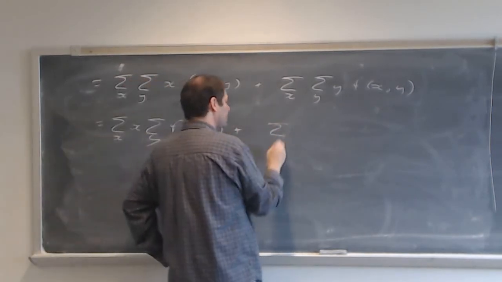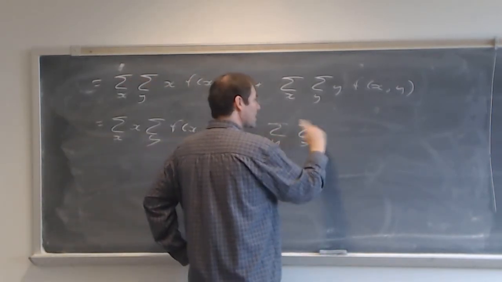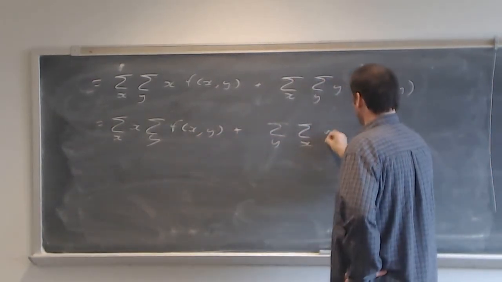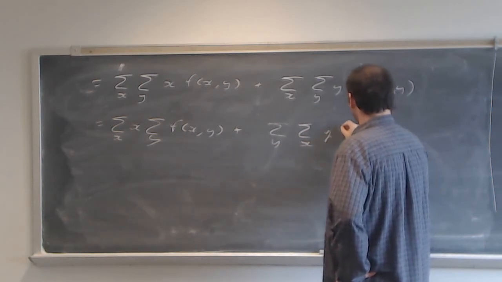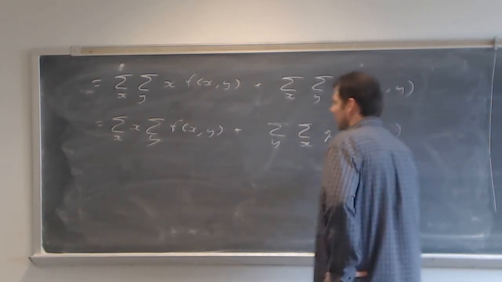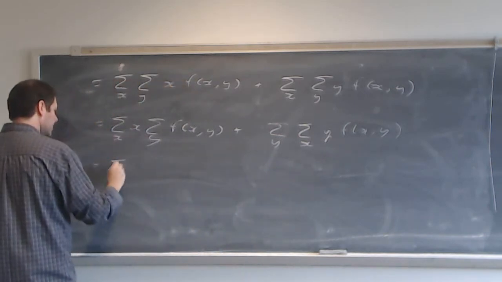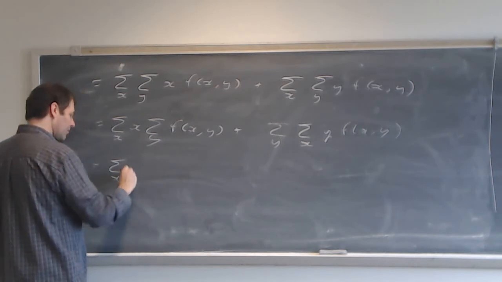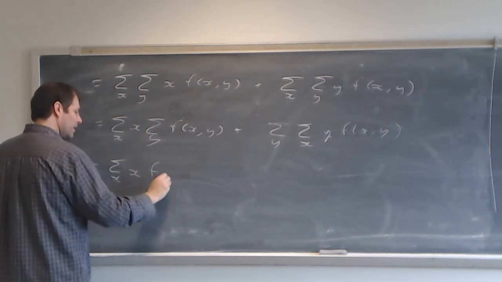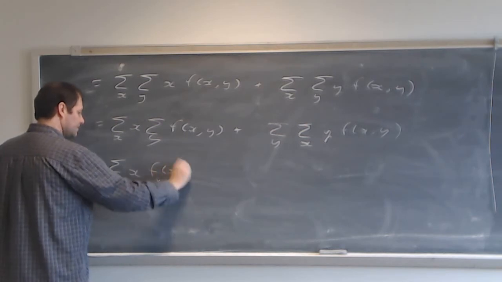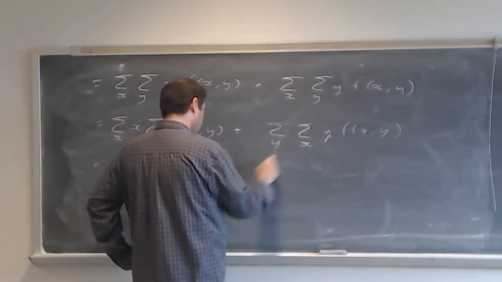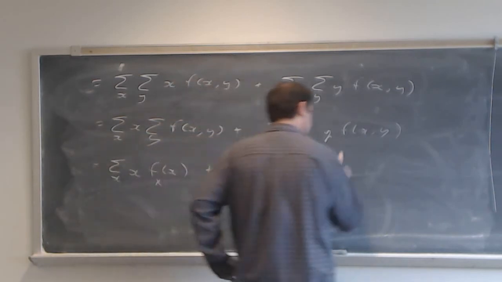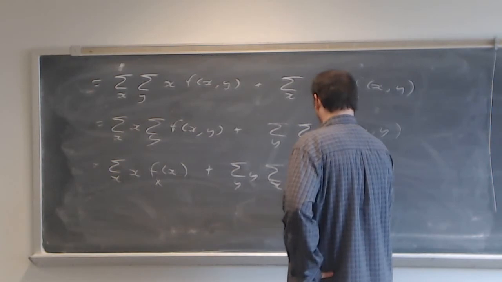Plus, here we switch the order of summation. Can't always do that, but we can, in this case, provided the expected values are finite. Here we're going to have y, f of x comma y. I can now look at this second sum. If we sum up over the y values of the joint PMF, well, what that does, it just gives you the PMF of x plus, here I can pull out the y, sum over the x's of f of x comma y.